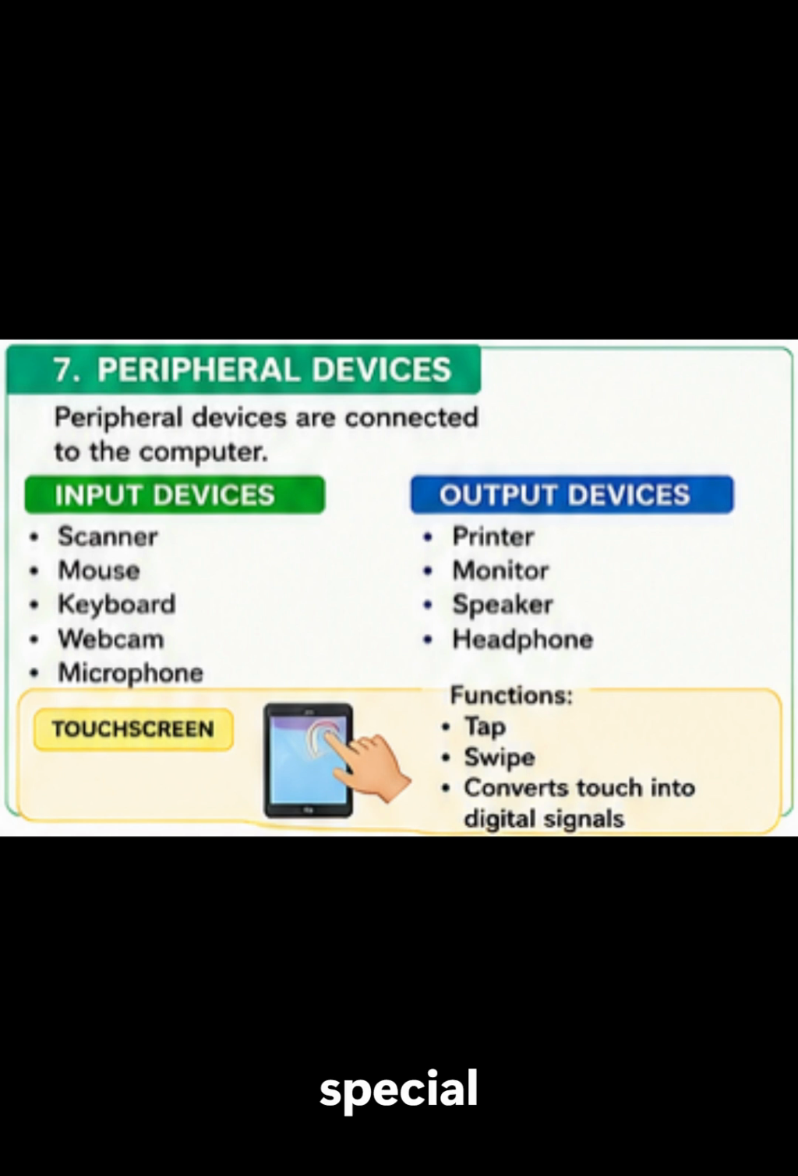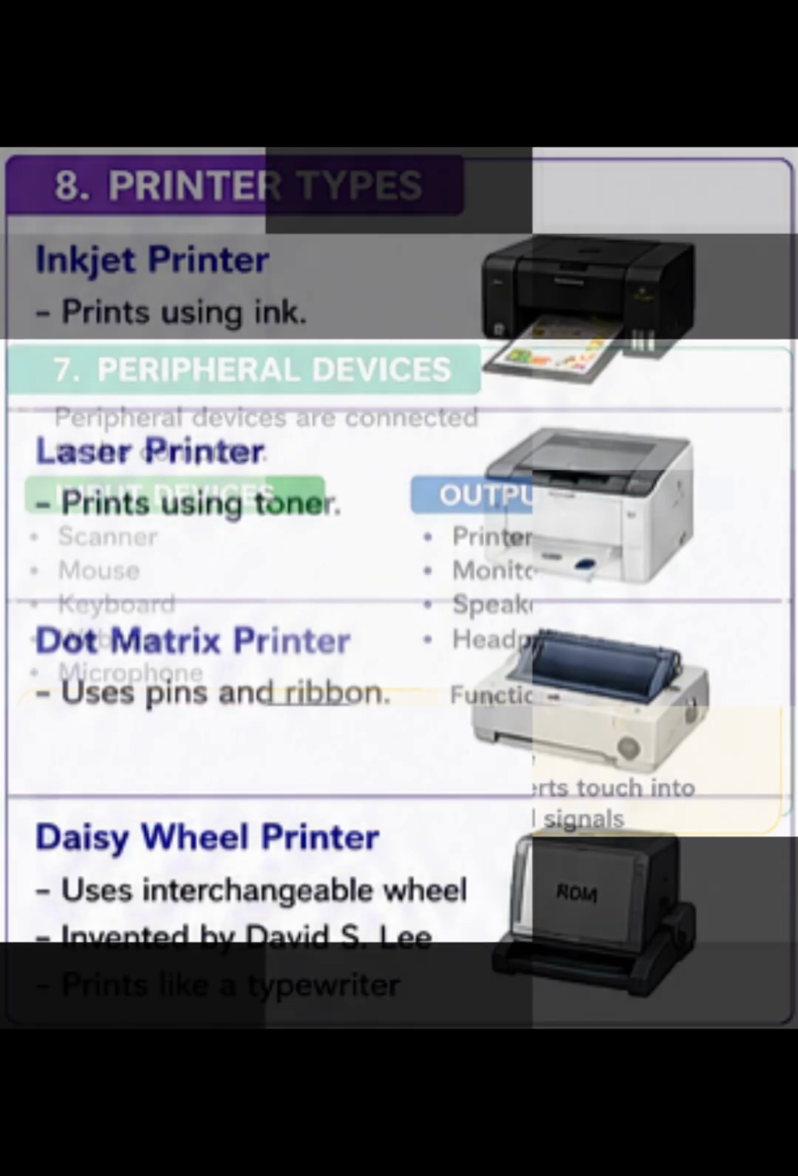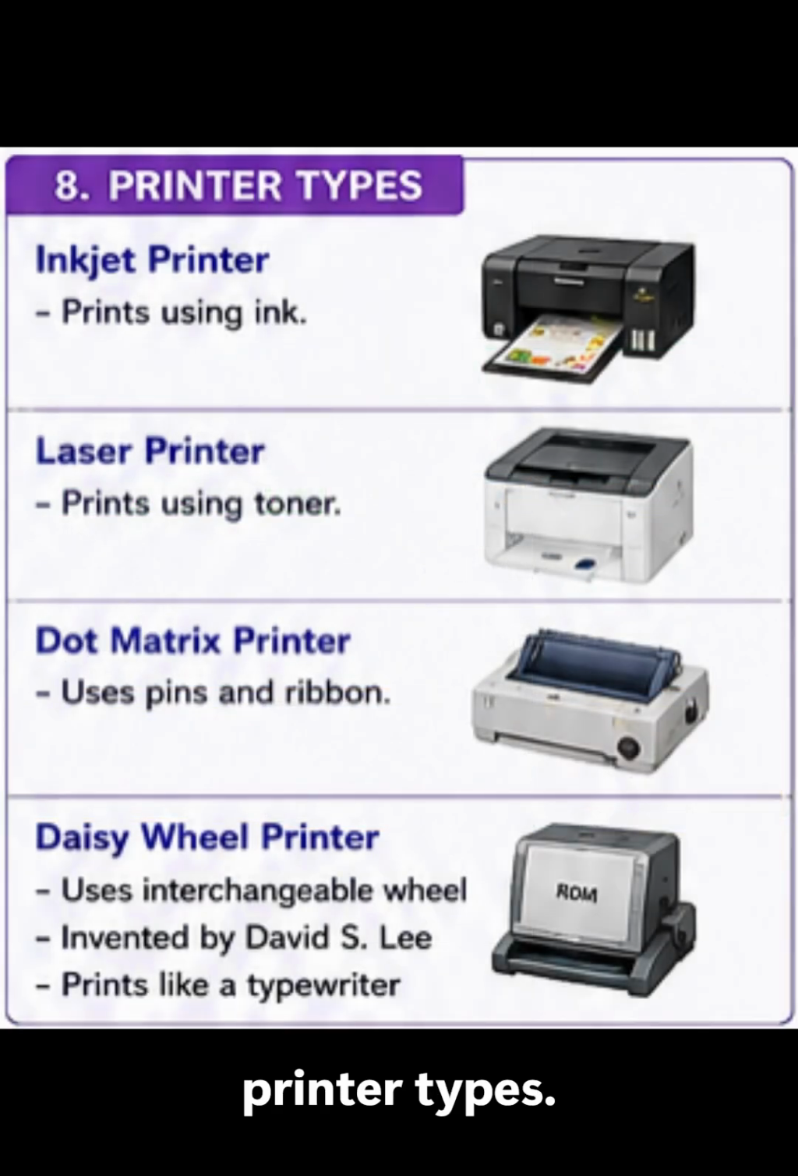But wait, look at the touchscreen. It's super special because it lets you tap and swipe, converting your physical touch into digital signals. This makes a touchscreen both an input and an output device combined into one. Let's check out Section 8, Printer Types.